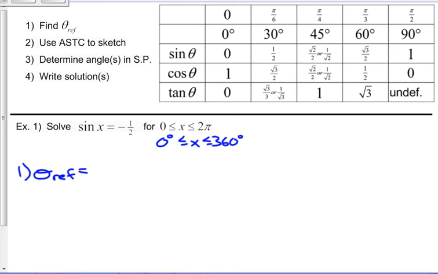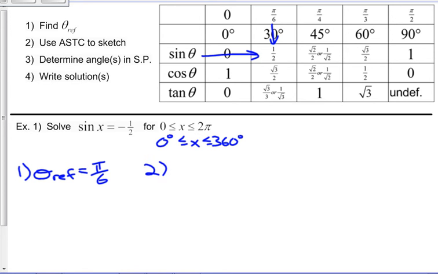Where is sine going to be? Forget about the negative. Where is sine going to be a half? It's at 30 degrees or pi over 6. And if you want to think about degrees at this point, that's fine. But it's helpful to start to become fluent in working in radians.